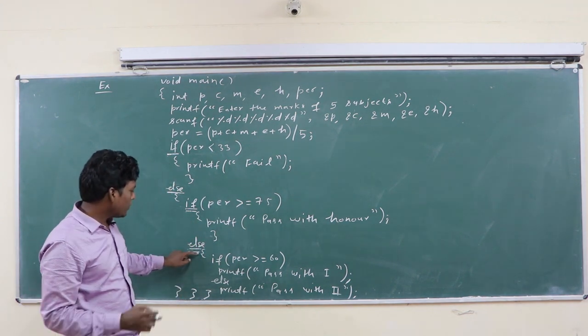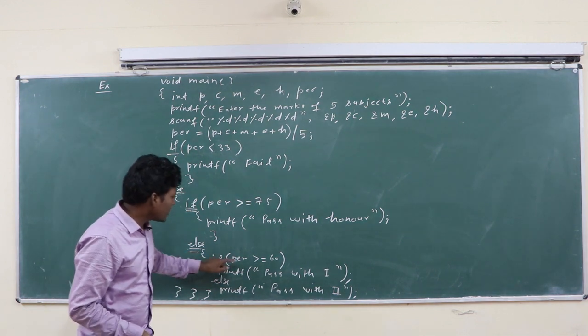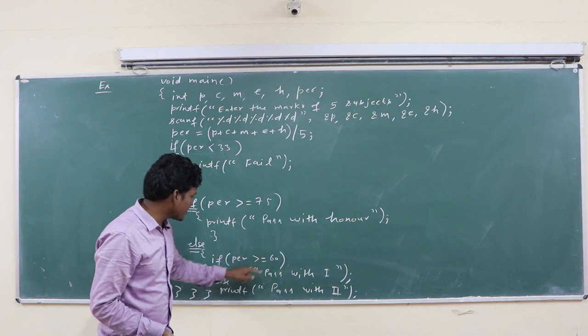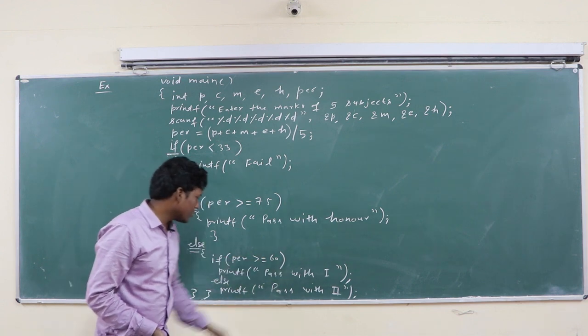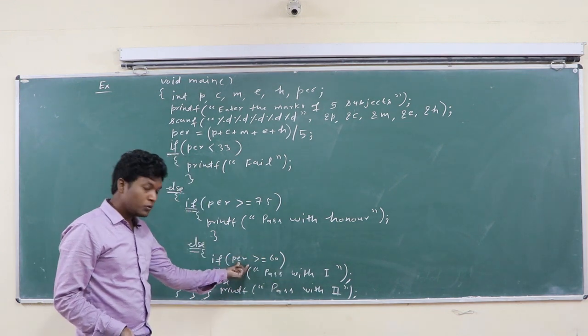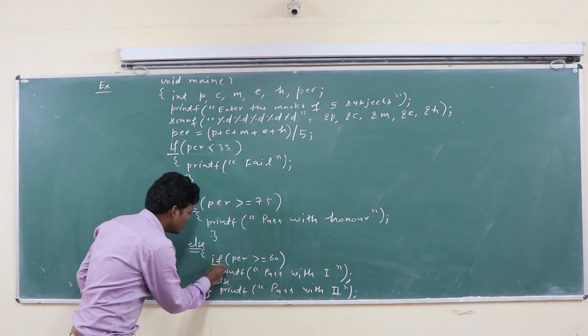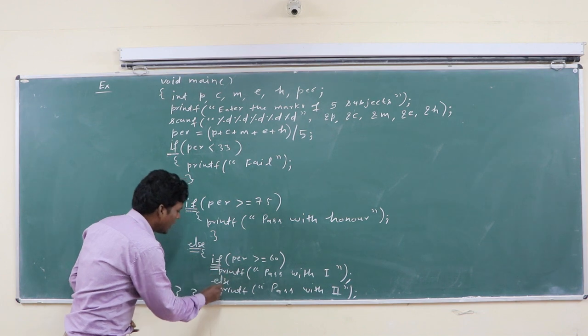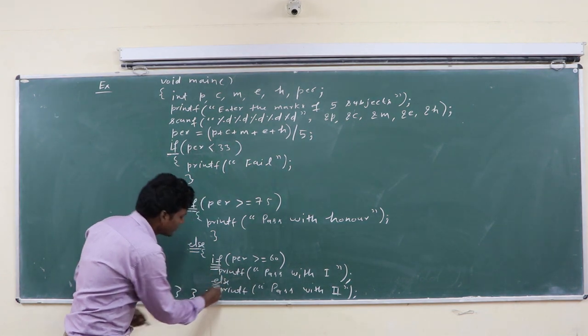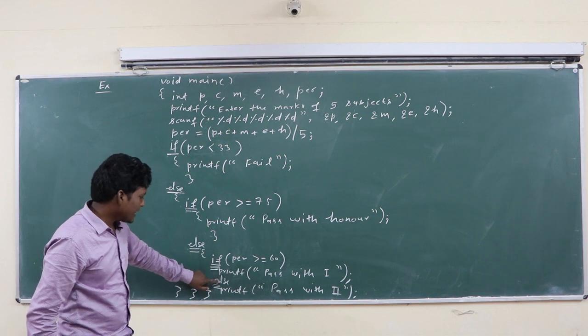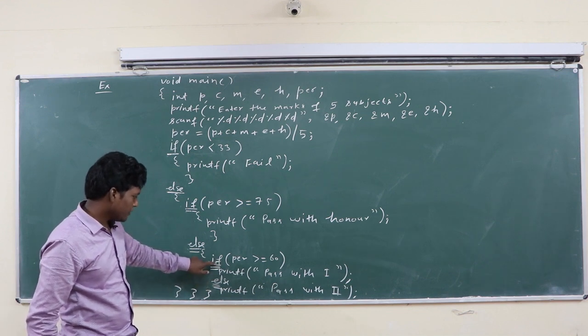In this else, we further check if percentage is greater than 60. If percentage is greater than 60, printf pass with honor. It may be that it is not true. In that scenario, its else will start. So these are 3 lines, and this is 3 lines, which means this else is related to this if.